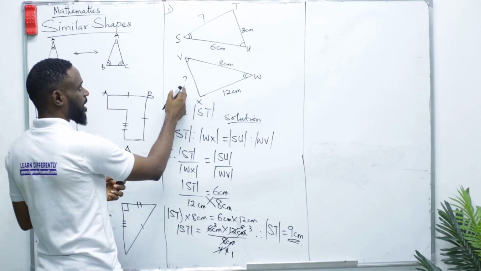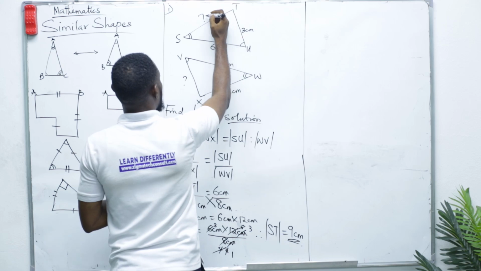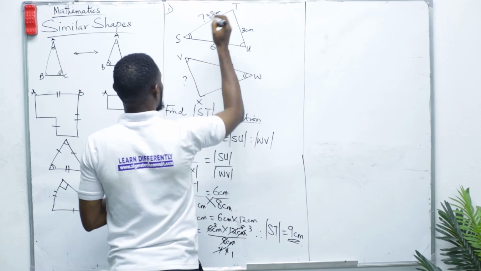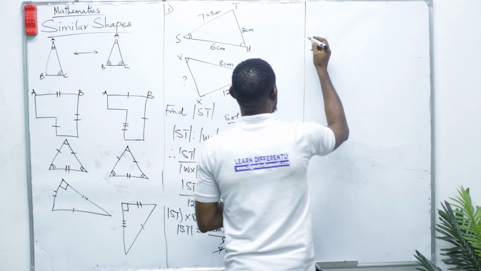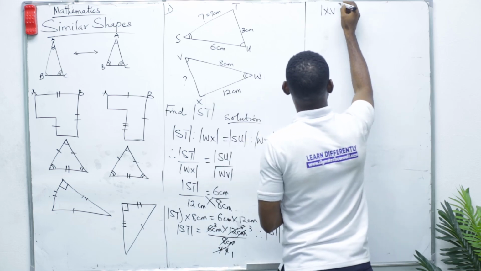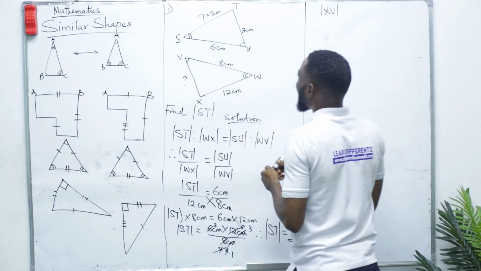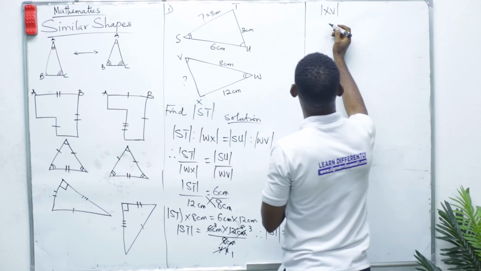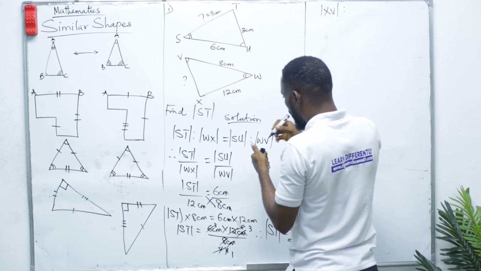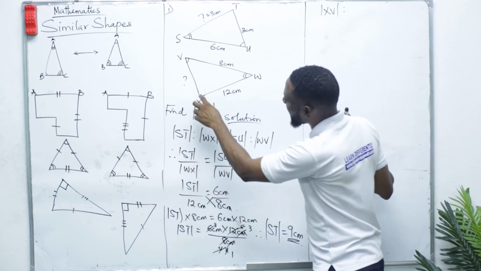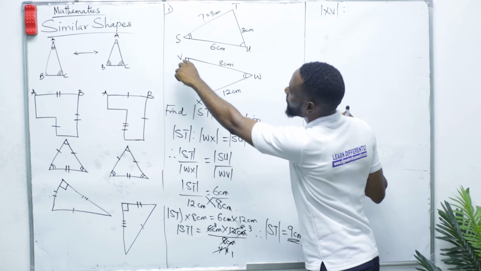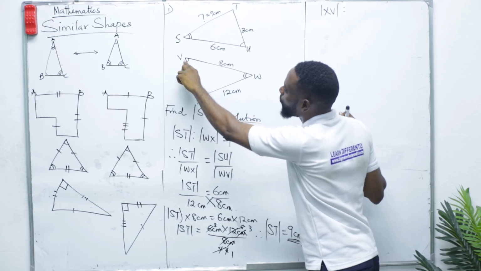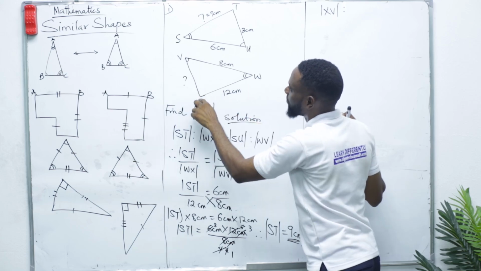Remember, ST is now 9 cm. So we are now looking for line XV. So line XV will be what? Look at XV. XV is proportional to what? Which line is XV proportional to? That is from where we have one single arc to nothing, right?